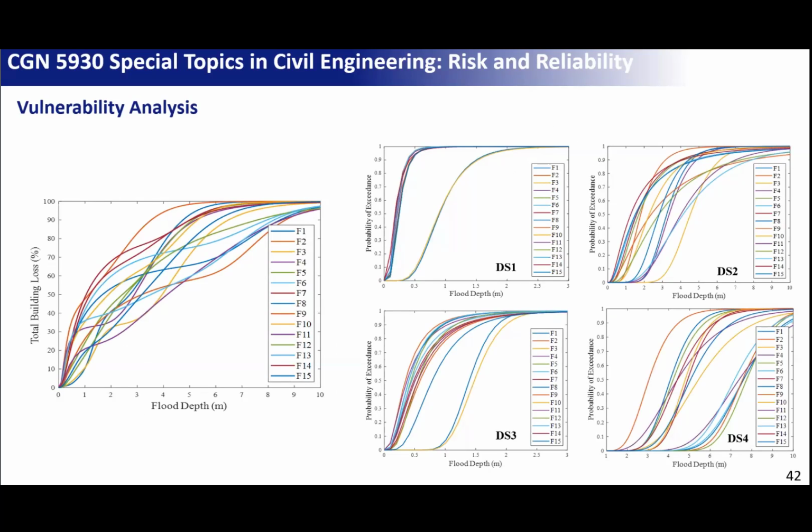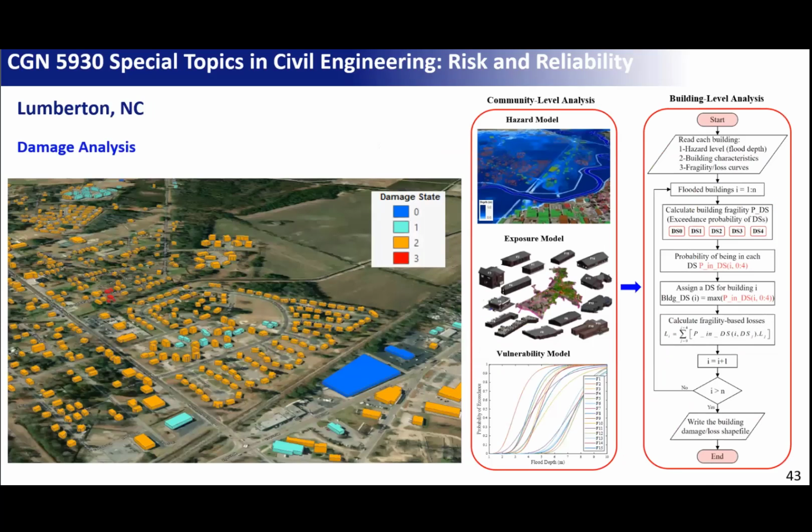So we applied the same approach and got fragility functions for all of them. Here, it shows you the loss curve for each one of these archetypes from 1 to 5. For each archetype, knowing the flood depths, you will know how much damage each archetype or each building will have. Then the next step is to shift this analysis from the building level to the community level.